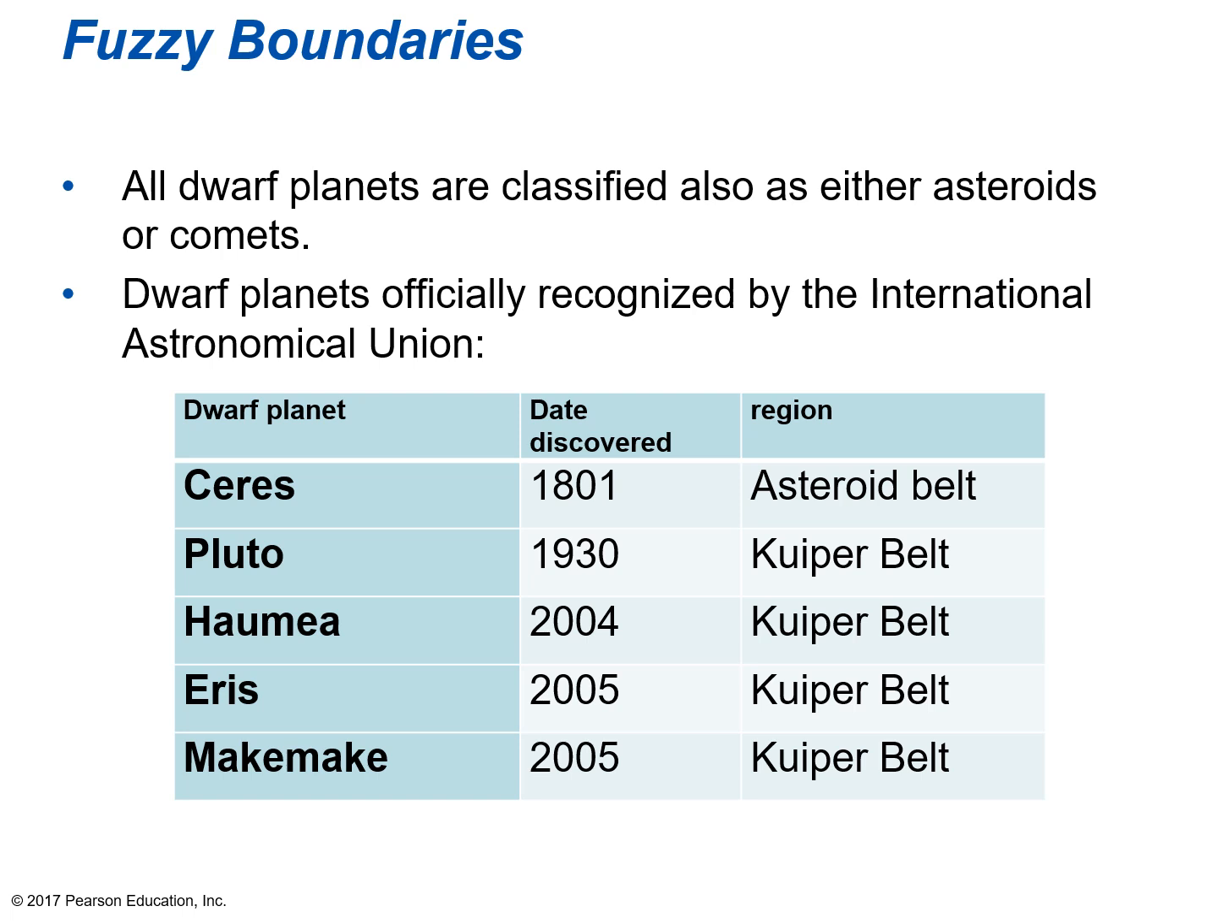Dwarf planets that are officially recognized by the International Astronomical Union are listed here. So we have Ceres, which is also an asteroid. It was discovered in 1801, so it's in the asteroid belt. All the others are classified as Kuiper belt objects, which makes them also classified as comets. So we have Pluto, that was discovered in the year 1930, and Haumea and Eris and Makemake, that are all in the Kuiper belt.